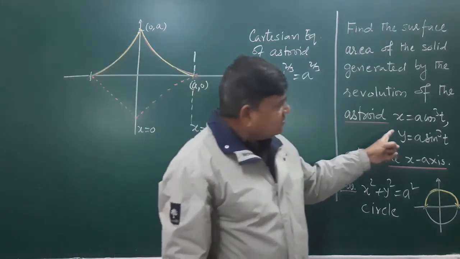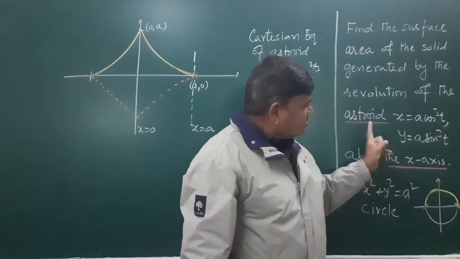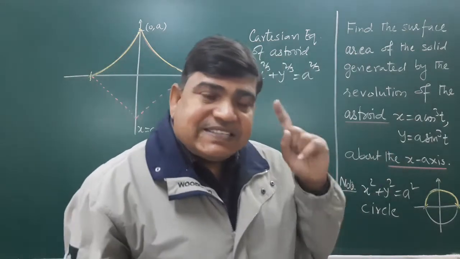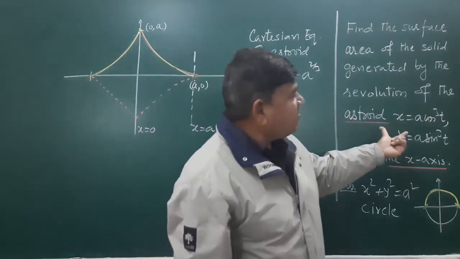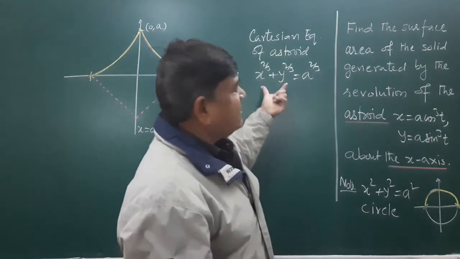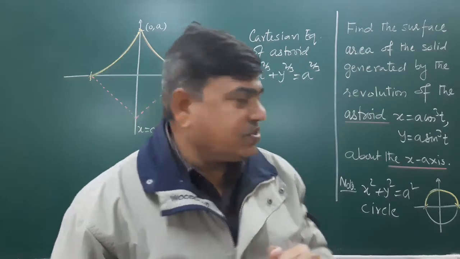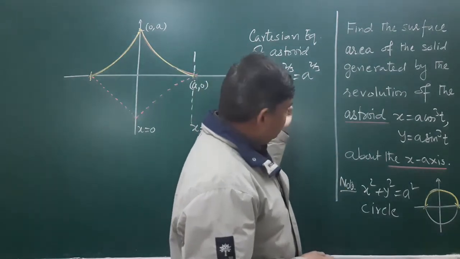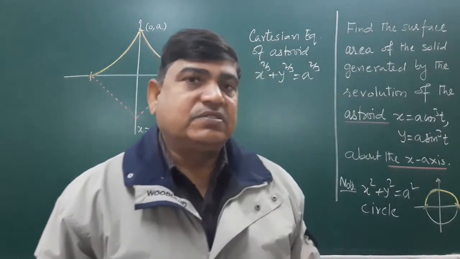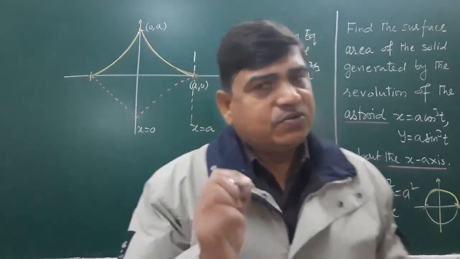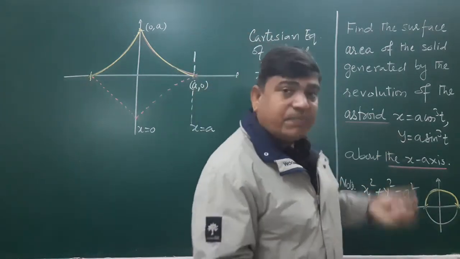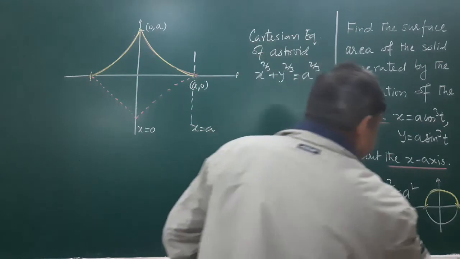Since the asteroid is expressed in terms of parametric equations, and this is in terms of Cartesian, it is your choice to solve the question using the Cartesian equation or parametric equations. The concept of Cartesian we have already done. Today we will discuss the parametric part of this one, and this is easier also.